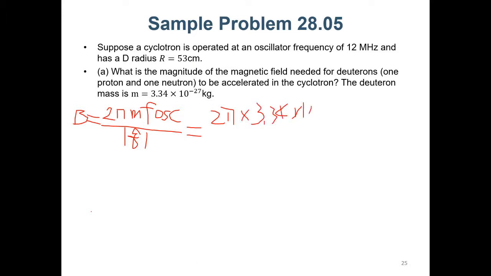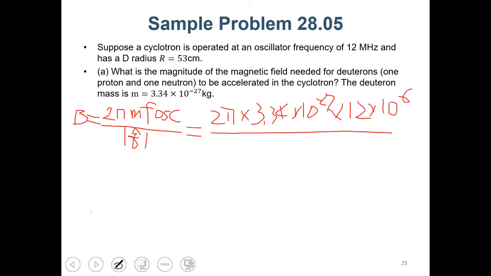3.34 times 10 to the minus 27 times 12 times 10 to the 6 over 1.9 times 1.6 times 10 to the minus 19. So it is something like 1.57 Tesla.